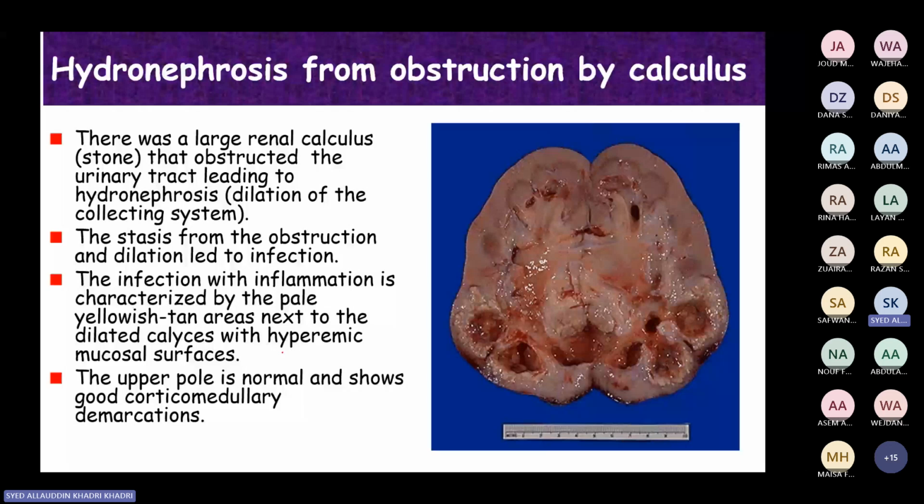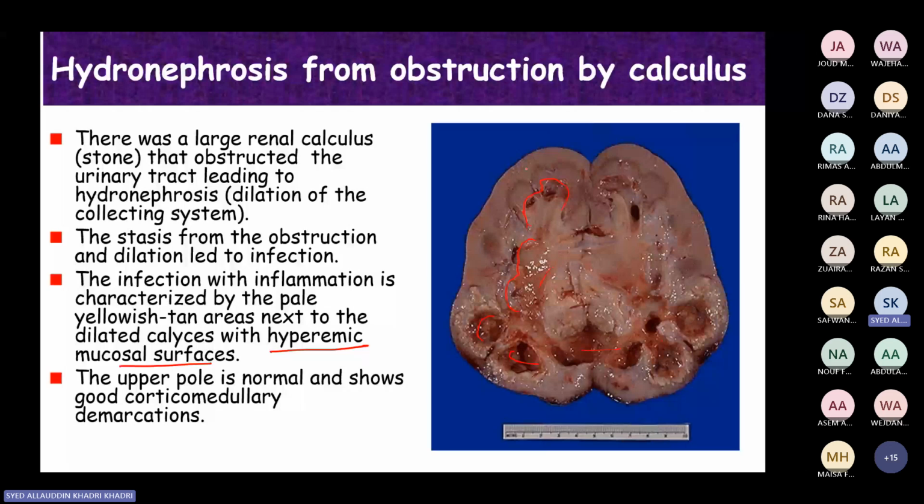Hyperemic mucosal surfaces. You can see the infection with inflammation is characterized by pale yellowish tan areas next to the dilated calyces. Can you see these pale areas in the calyces? These are all the dilated calyces and the pale yellowish area. Now here you have a reddish area. This is called hyperemia. This is actually caused by the compression of the calculus, which causes hyperemic mucosal surfaces, and this will cause problems.